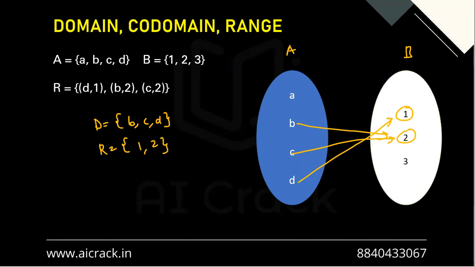Now codomain is simple. It's the set B. So codomain equals set B, which is 1, 2, 3. In any case, codomain is set B, and you got the definition of domain and range.